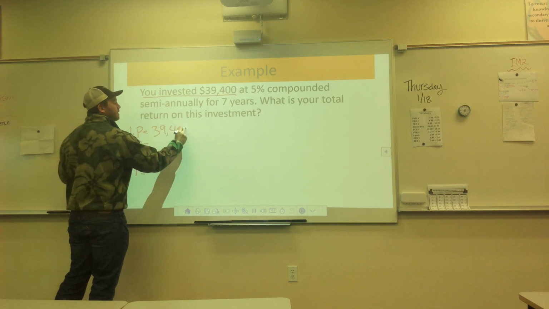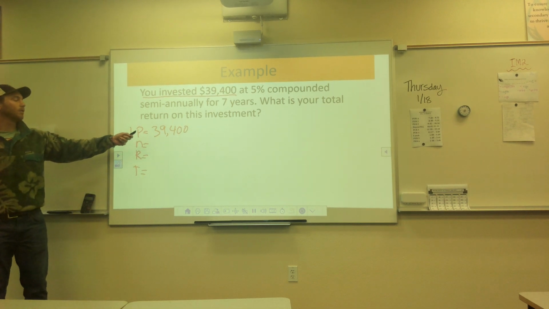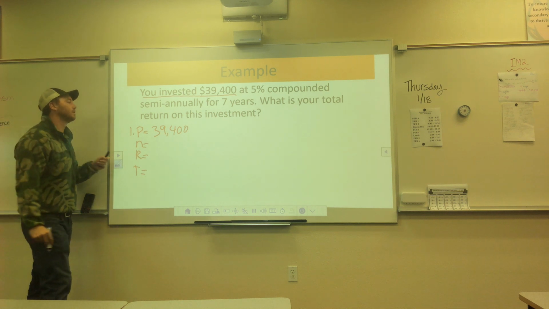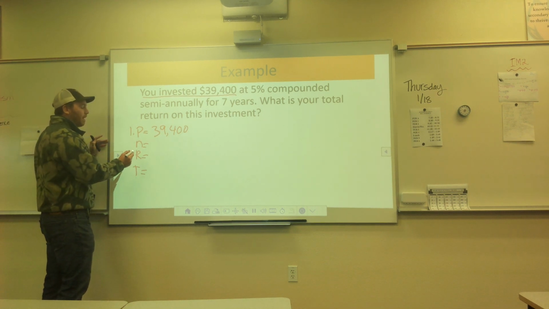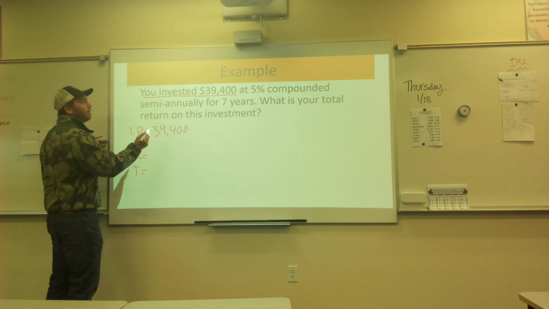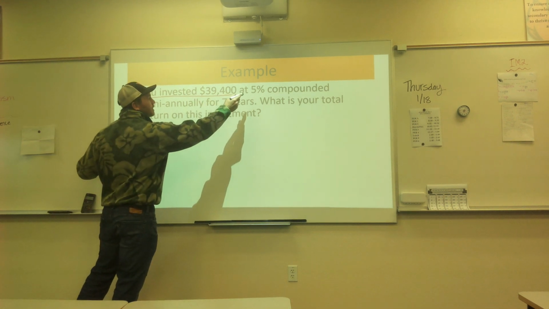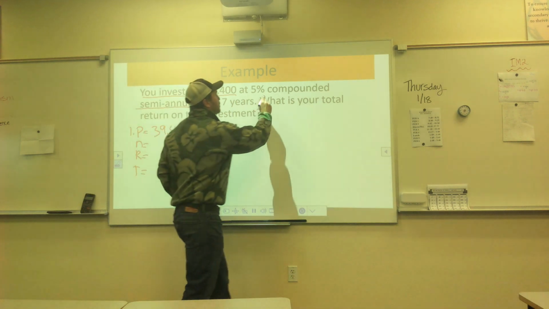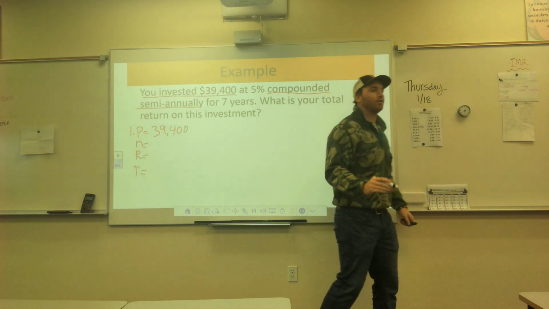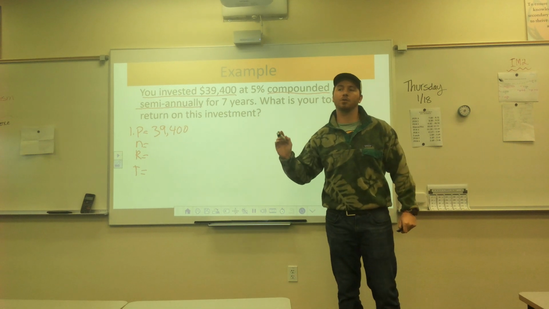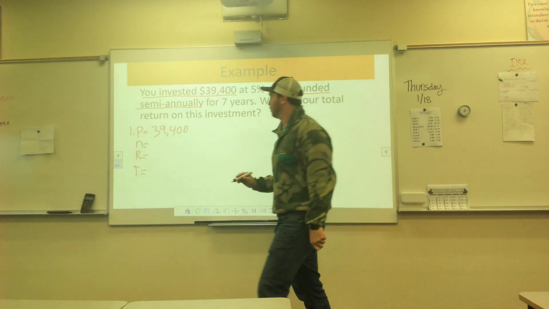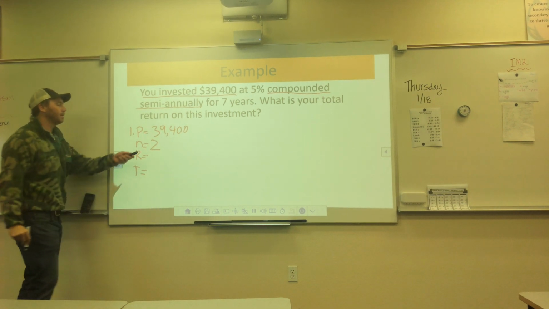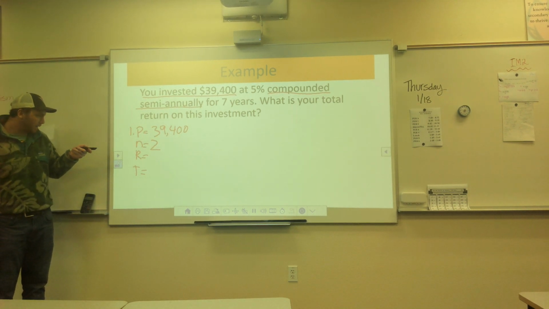So our P in this instance is going to be $39,400. Next, we can choose, do we want to go to N, R, or T? Well, let's just do N. So we continue reading at 5%, compounded semi-annual. Those are our buzzwords. If we remember, semi-annually means N is equal to what? 2. So since we saw the term semi-annually, that N needs to be equal to 2.